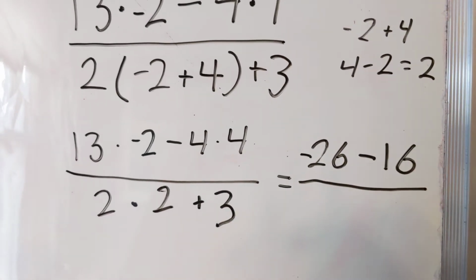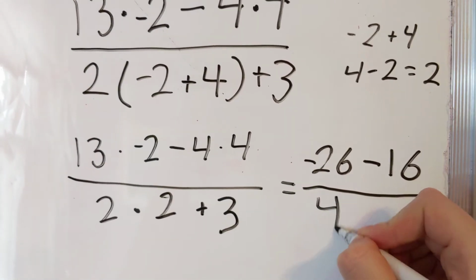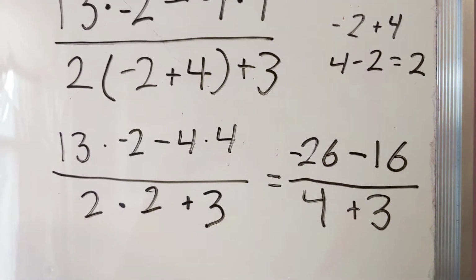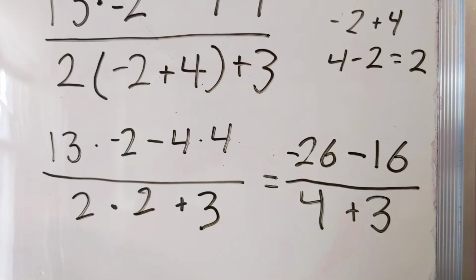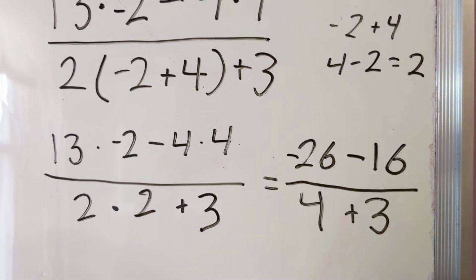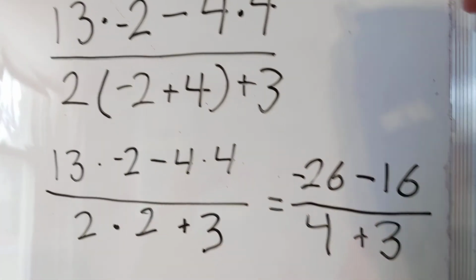Draw a fraction bar, and for the denominator, we first see 2 times 2. 2 times 2 is 4, and then we have plus 3. The next step after multiplication is addition. So our first thing is -26 minus 16. And let's go ahead and do that off to the side as well.